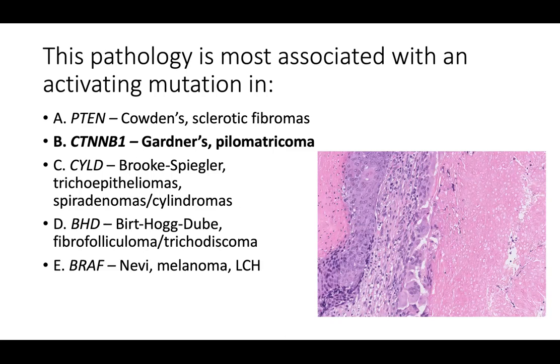Again, these are random genes listed here, and you need to self-review as we don't have time to go through everything in this one lecture. However, I'm including them here for reference. What we're going to do for this case is focus on the CTNNB1 or beta-catenin link with pilomatricomas and Gardner syndrome.